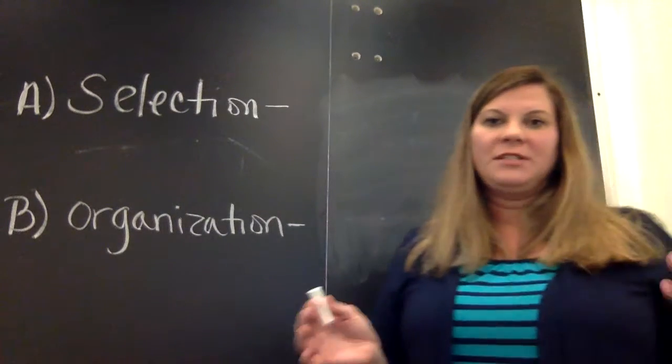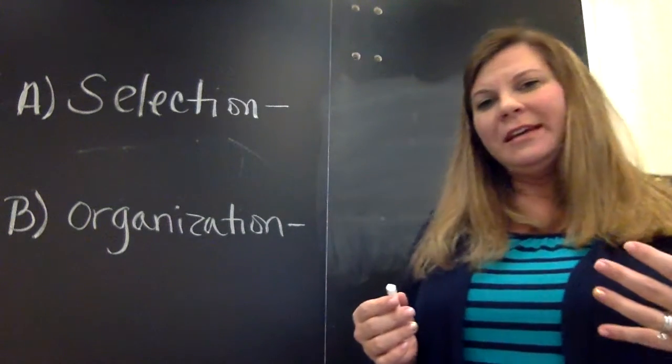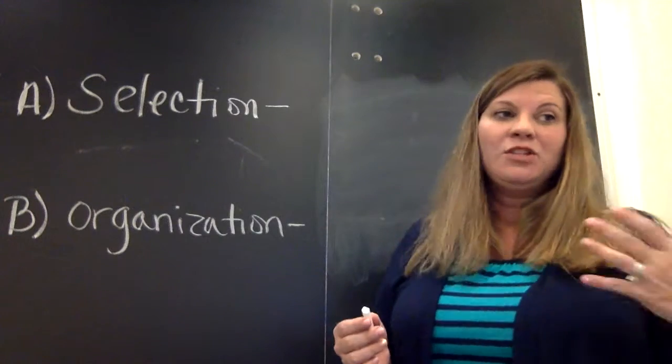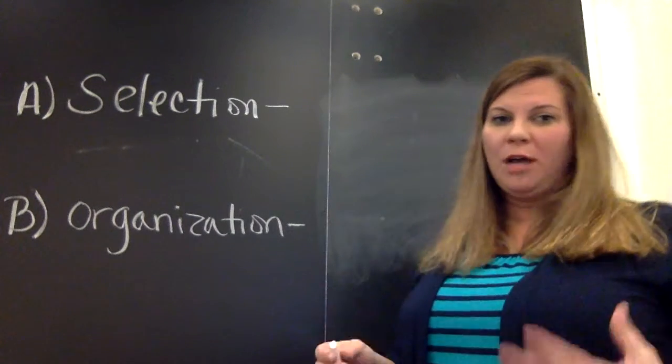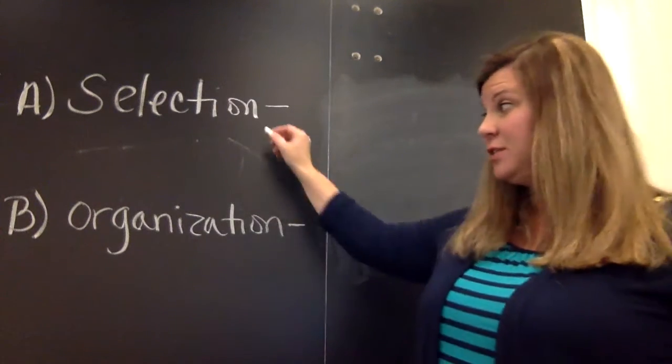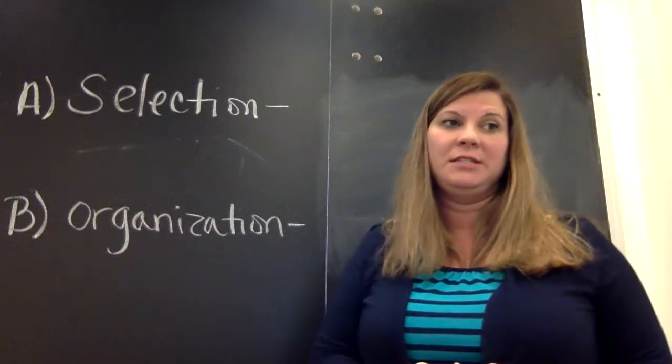Today we're going to talk about perceptions. Is what you see always what you get? So first let's explore the perception process. There are really two stages to that. The first is selection and the second is organization.